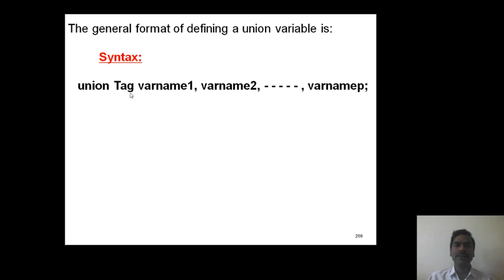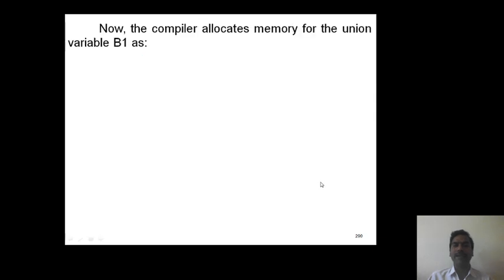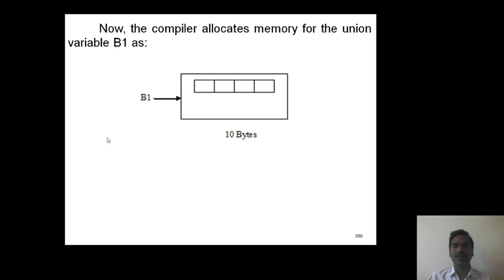Syntax: union tag variable name 1, comma, variable name 2, comma, and so on, variable name p. In this example, union book refers to the data type. Here the variable name is b1. When a variable is created, the compiler is ready to allocate memory for the variable. Here it allocates 10 bytes of memory and this memory is linked with the variable b1.